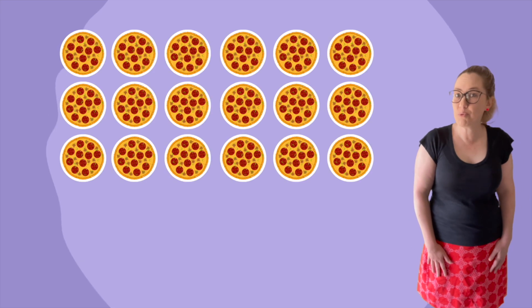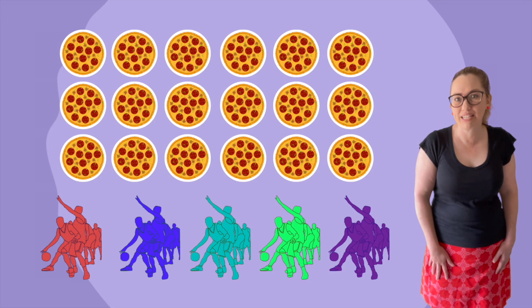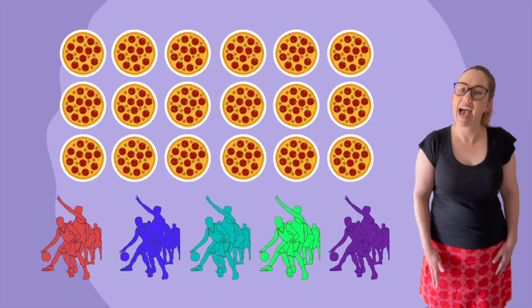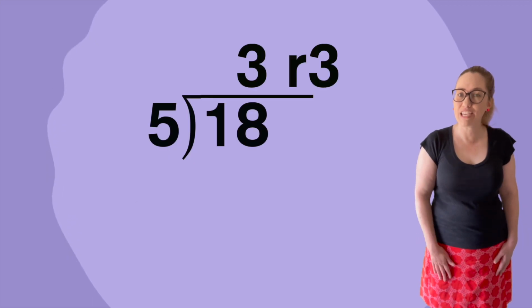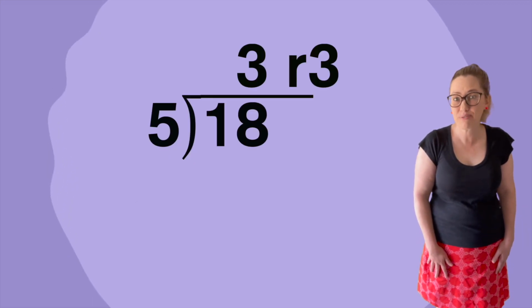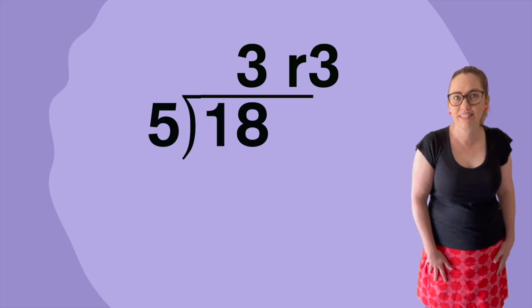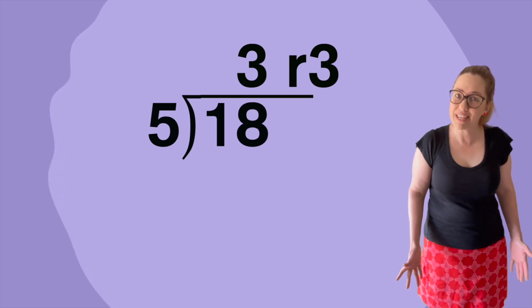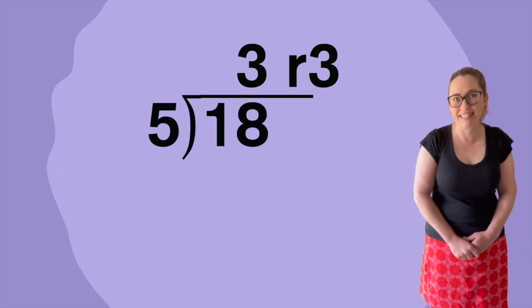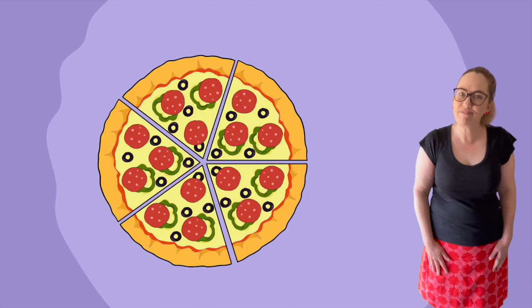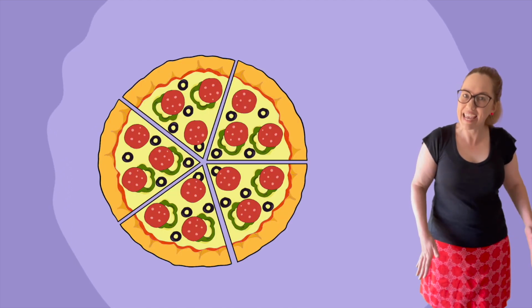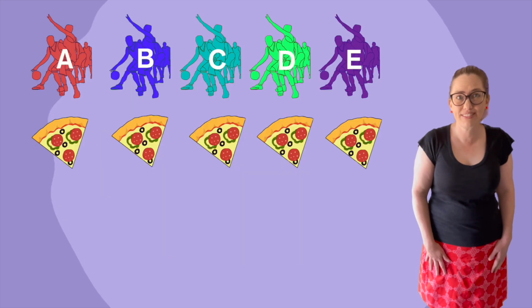Let's try another one. 18 pizzas were ordered for 5 basketball teams. 18 divided by 5 equals 3 remainder 3. Now we will deal with the 3 remaining pizzas and turn them into fractions, so we don't waste any of that pizza. Because we are dividing by 5, we will cut each pizza up into fifths.